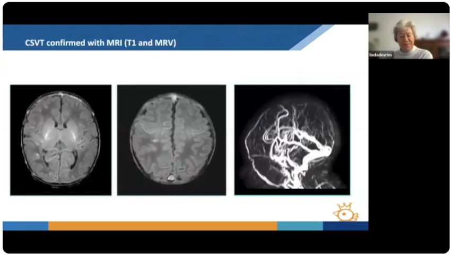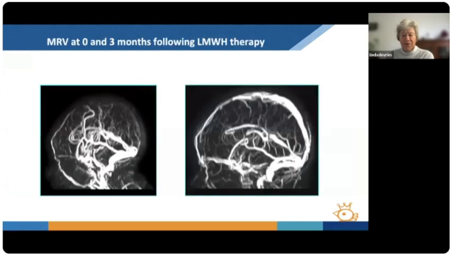And then an MRI was made, and you really also need your MR venography. We see that there is no flow in the superior sagittal sinus, while there is a lot of flow in the other sinuses. So the diagnosis was confirmed and the baby was anticoagulated with low molecular weight heparin for 3 months, and then the MRI was repeated, and we now see that there's perfect recanalization of the superior sagittal sinus.